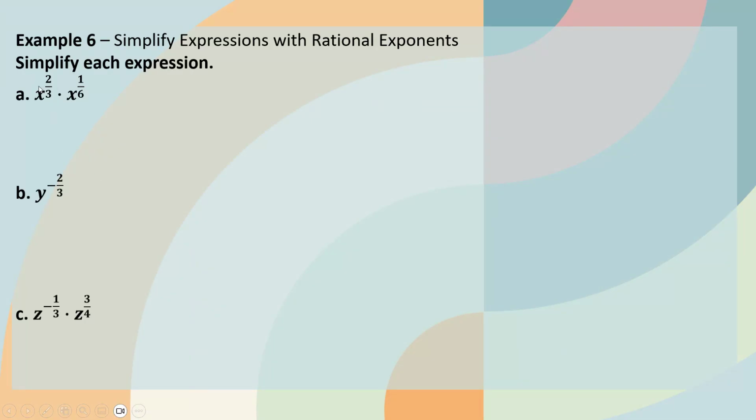When we're multiplying powers with the same base, we're going to keep the base and add the exponents. So I'm adding 2/3 plus 1/6, which gives us x to the 5/6.